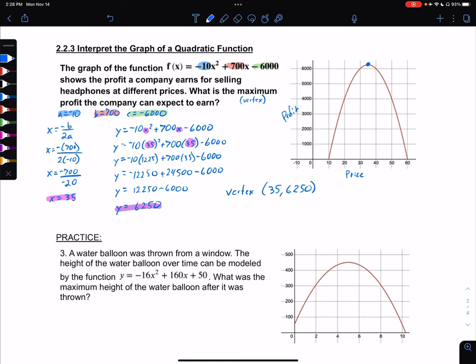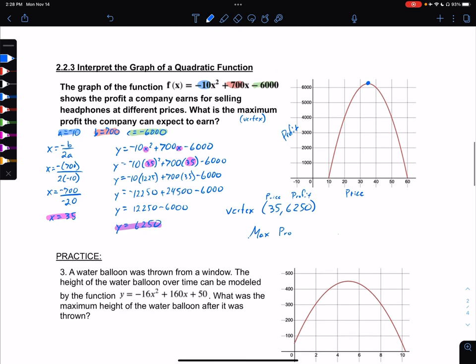The max profit is, right, this is the price. X represents price, and Y represents the profit. So our max profit is determined by the max point. It is the y value for our maximum or our vertex, which happens to be 6,250. And that max profit is reached when this company sells the headphones at a price point of $35.